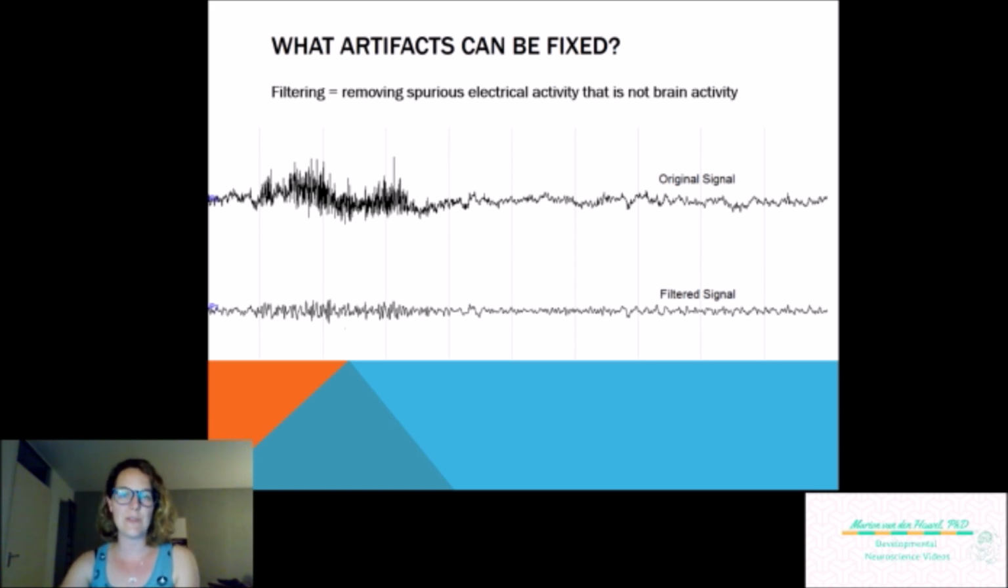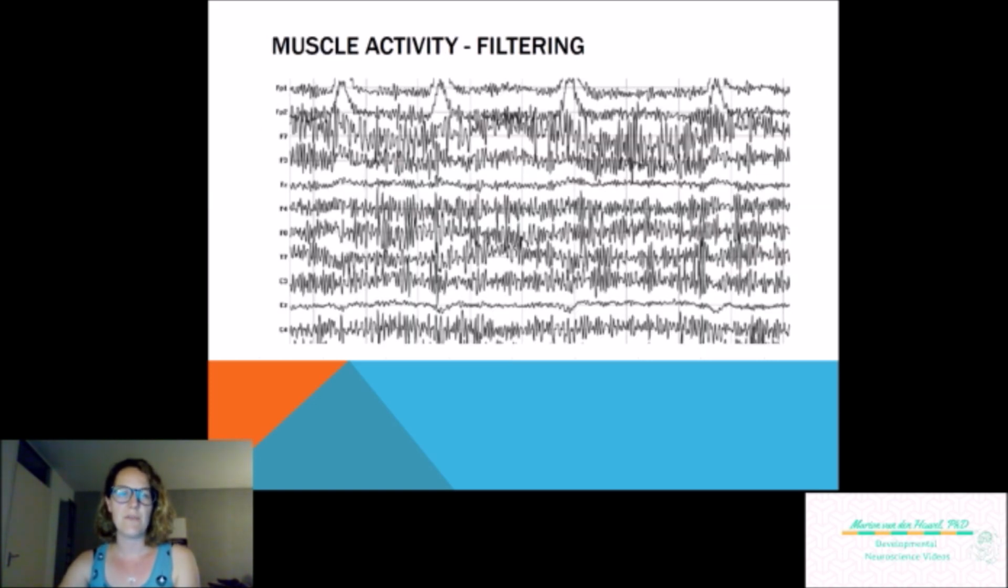Okay, so let's go into some examples. The first one I talked about a little bit already is muscle activity. Muscle activity is a lot faster, so a higher frequency electrical activity than brain activity. So it looks kind of fast, and usually it's a pretty big amplitude. And is it fixable? Yes, it is.